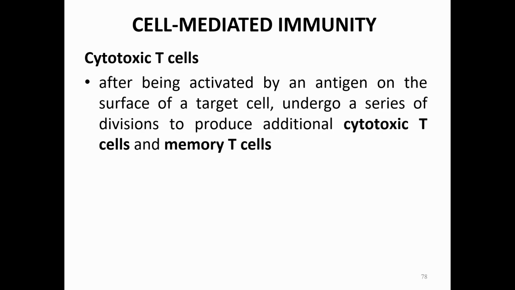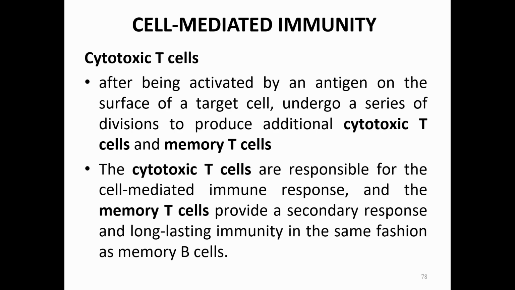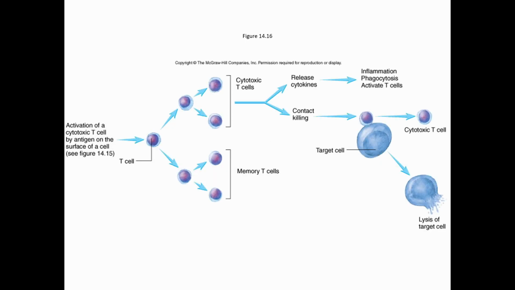So the main key player here is your cytotoxic T cells. After being activated by an antigen on the surface of a target cell, this undergoes a series of divisions to produce additional cytotoxic T cells and memory T cells. The cytotoxic T cells are responsible for cell-mediated immune response, and memory T cells provide a secondary response and long-lasting immunity in the same fashion as memory B cells. So this is the diagram on how it works.